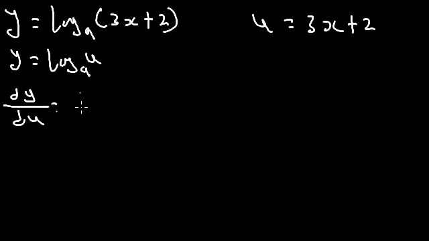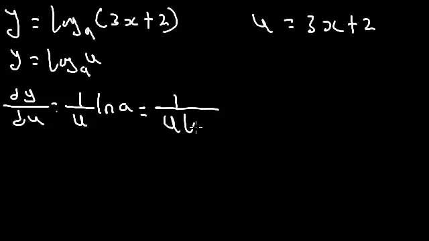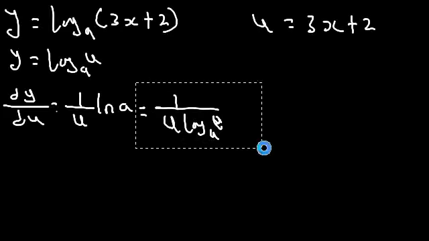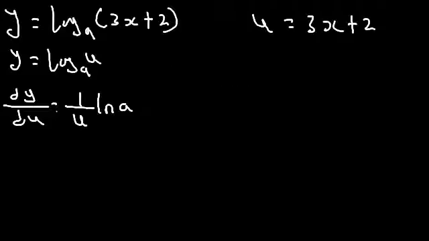So what would be dy/du? That would simply be 1 over u ln a, or in other words, 1 divided by u times log of base a to e. But we don't want to keep using this. Let's make this straightforward, although the choice is yours. So 1 over u ln a. Likewise, what will be du/dx? du/dx will simply be equal to 3.